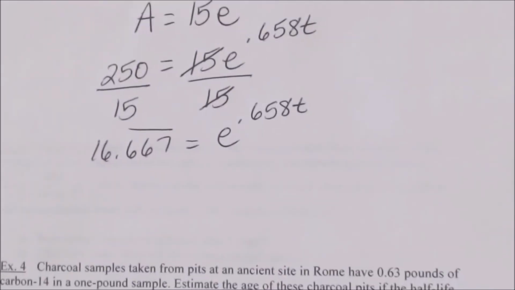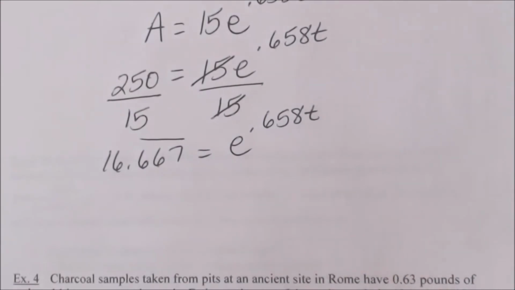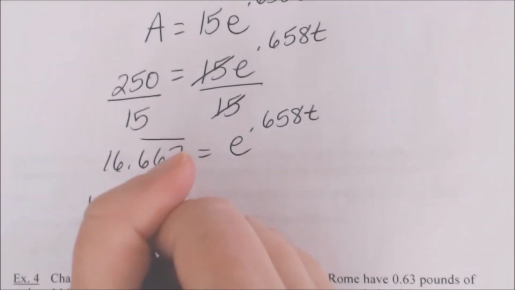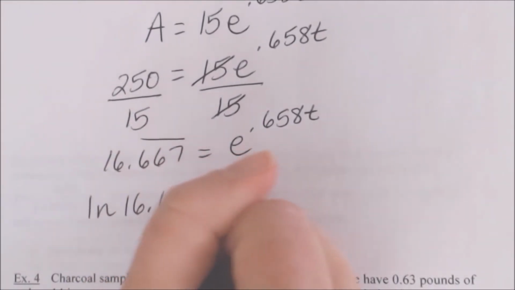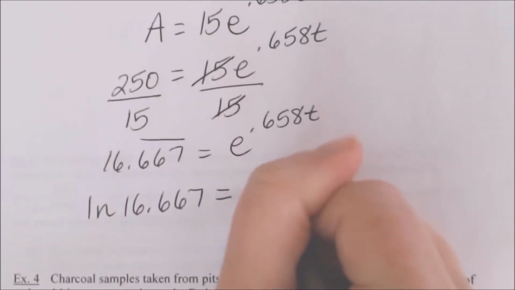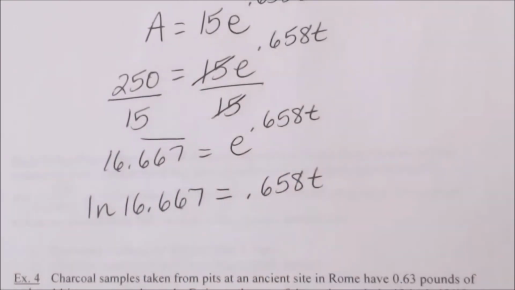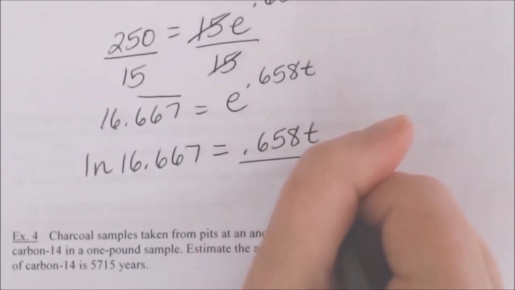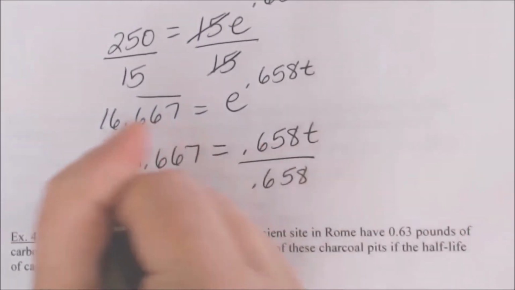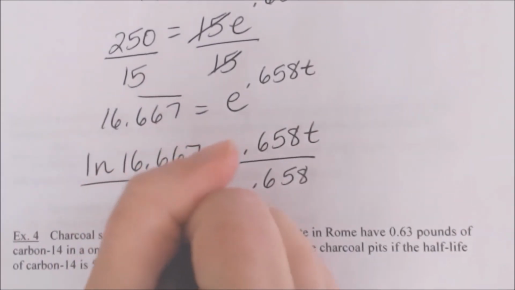0.658t. And then I need to switch it to logarithmic form. Once again, the base is e, so I'm going to use natural log of 16.667 equals 0.658t, and then we're going to divide both sides by 0.658, and calculate that to see what we get for time.